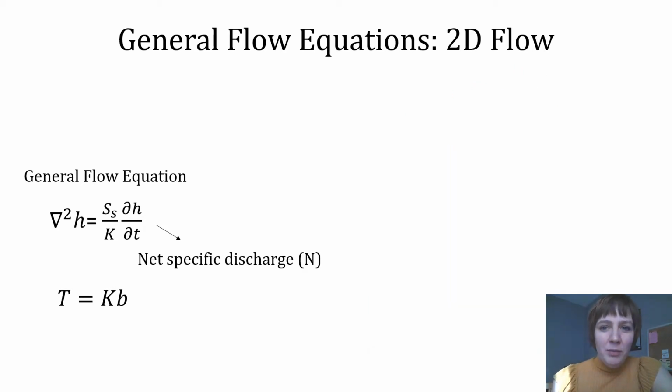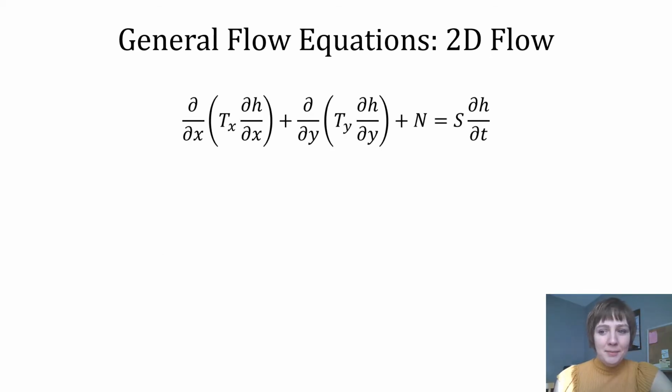Using these relationships, the derivation follows as in the previous video, starting with conservation of mass of the water flowing into and out of the system, which is to say conservation of the volume of the water fluxing through the system, and then substituting in Darcy's law and making simplifications. When we do this, we arrive at the general flow equation in 2D.